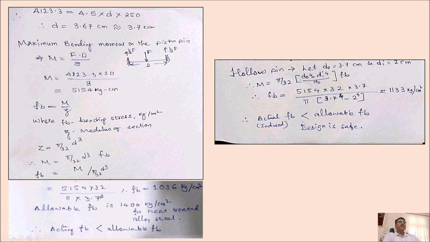That is induced value of bending stress Fb is less than the allowable value of bending stress. So design is safe in bending for both, that is, if we consider piston pin as solid and if you consider piston pin as hollow. For solid piston pin, diameter is 3.7, and for hollow piston pin, diameter is 3.7 OD, outer diameter, and inner diameter is 2 centimeter. So with this, the design of piston is completed.